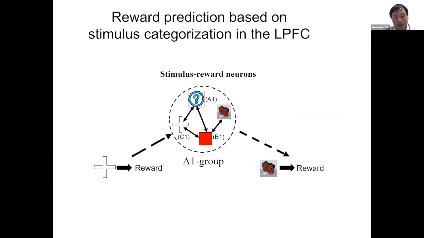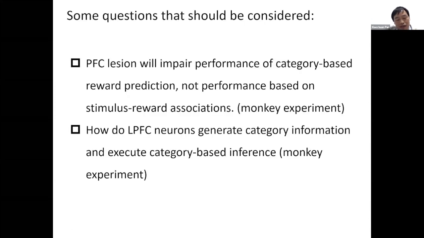So we proposed that, for example, the prefrontal cortex may categorize those learned stimuli into one group, then perform the category-based reward inference. Based on this idea, we should consider some further questions. First, we should confirm whether PFC is necessary for this kind of category inference. So first we want to make a PFC lesion that impairs the performance of category-based reward prediction, but not performance based on stimulus-reward association. For this we should do some monkey study.